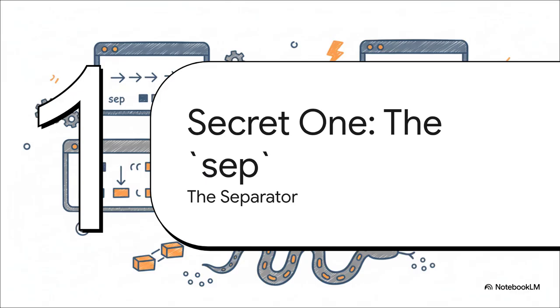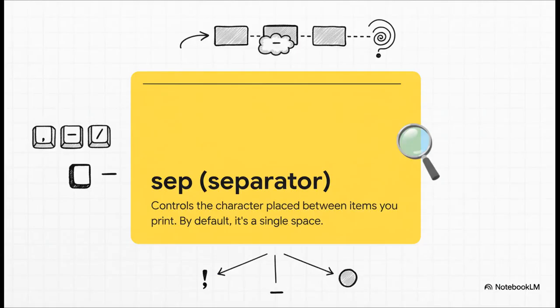All right, you ready? Let's pull back the curtain on our very first secret power, the separator, or as you'll see it in the code, sep. You know how when you print multiple things with commas, Python automatically puts a space between them? Well, that's the sep argument doing its job. By default, it's just a single space, but the cool part is you can change it to literally anything you want, a dash, a slash, or even nothing at all.